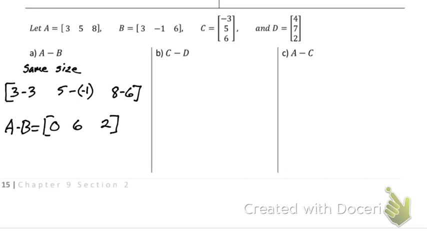Same thing for C minus D. I'm going to make sure they're the exact same size. That's the only way you can add or subtract. So C has 3 rows, 1 column, so that's 3 by 1. D is 3 rows, 1 column, so that is a 3 by 1. They're both 3 by 1, so they are in fact the same size.